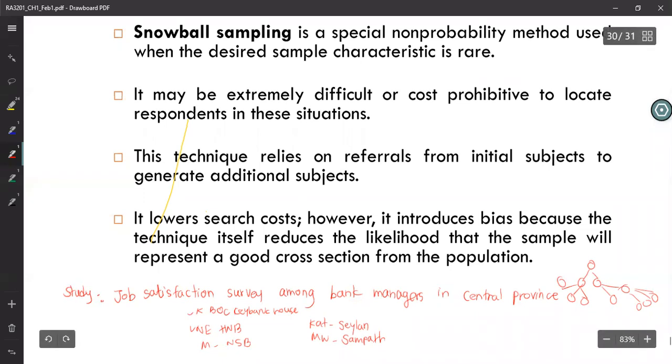So again, there's no way of calculating the sample size. It will all depend on the connections they have, these 5, the first level, according to the connections they have. Maybe you will not be able to cover everybody, but most of them you will be able to cover. Okay, so that is how snowball sampling works.